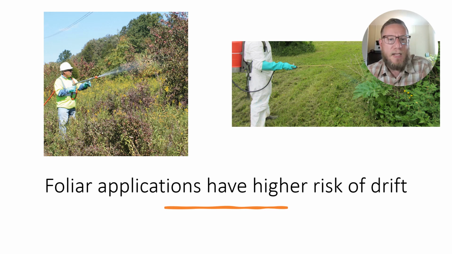So another thing we want to consider, always using herbicides, is the risk of drift. So foliar applications do have a higher risk of drift. So you really want to always consider wind speed. And also you always want to be spraying more towards the ground. You want to avoid spraying over your head. And you also want to avoid using herbicides when our wind speeds are higher than 10 miles per hour. You really want to try to find that sweet spot of 2 to 10 miles per hour.